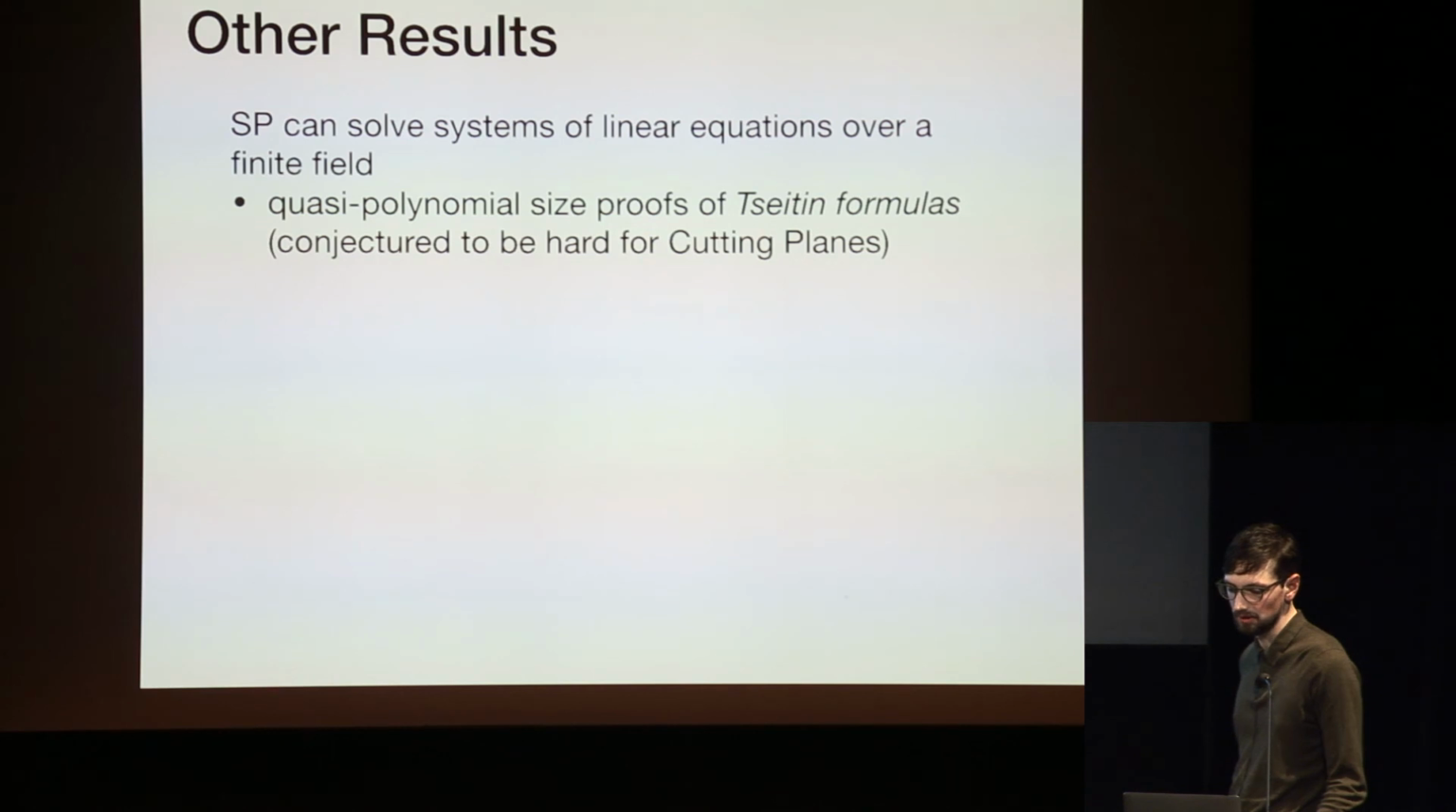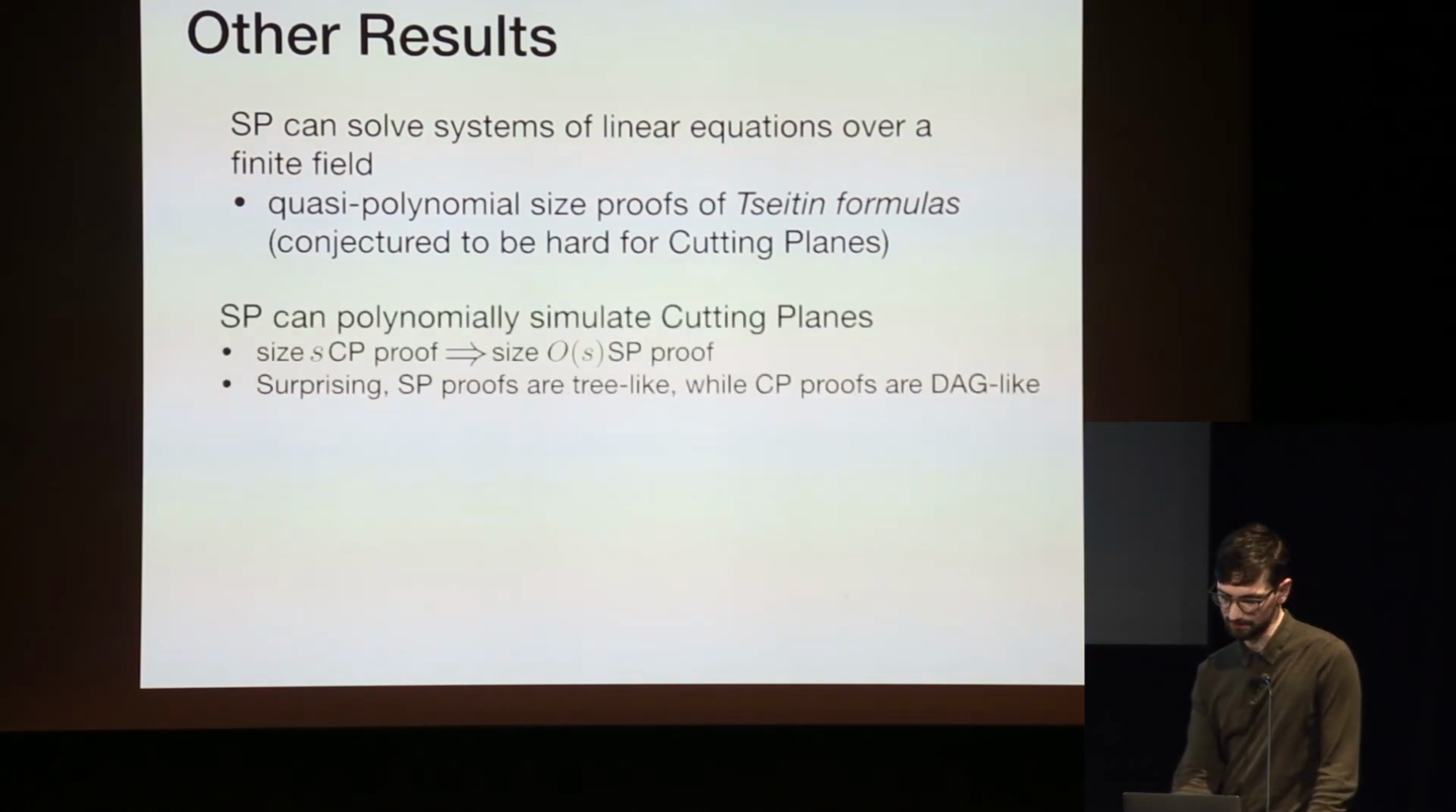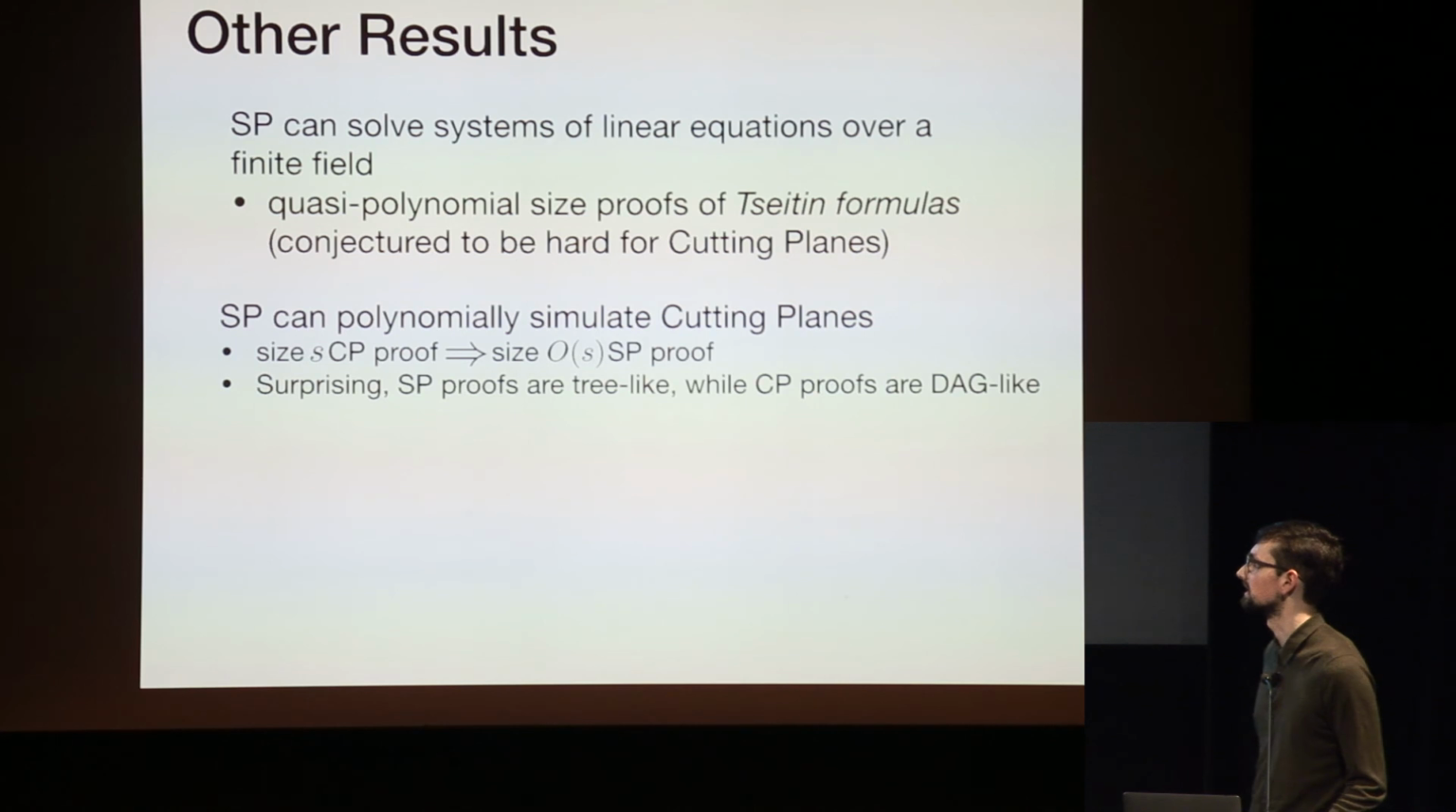because it has quasi-polynomial sized proofs of any system of linear equalities over a finite field. It has quasi-polynomial sized proofs of the Tseitin formulas, which are a hard family of formulas used to prove lower bounds on many strong proof systems. They're also required, or conjectured to require, exponential sized proofs for cutting planes. Furthermore, we showed that stabbing planes can simulate cutting planes, meaning that we can turn any cutting planes proof into a stabbing planes proof that's not much bigger.